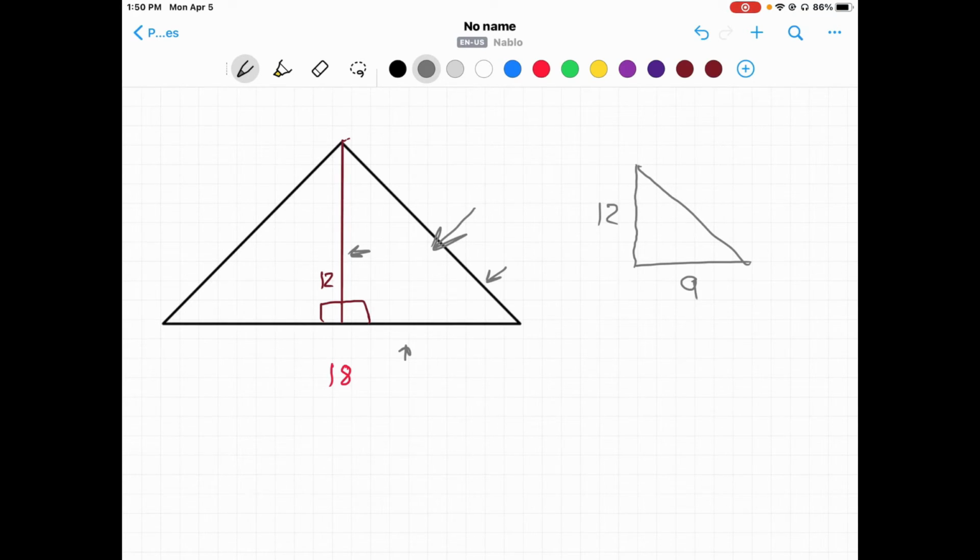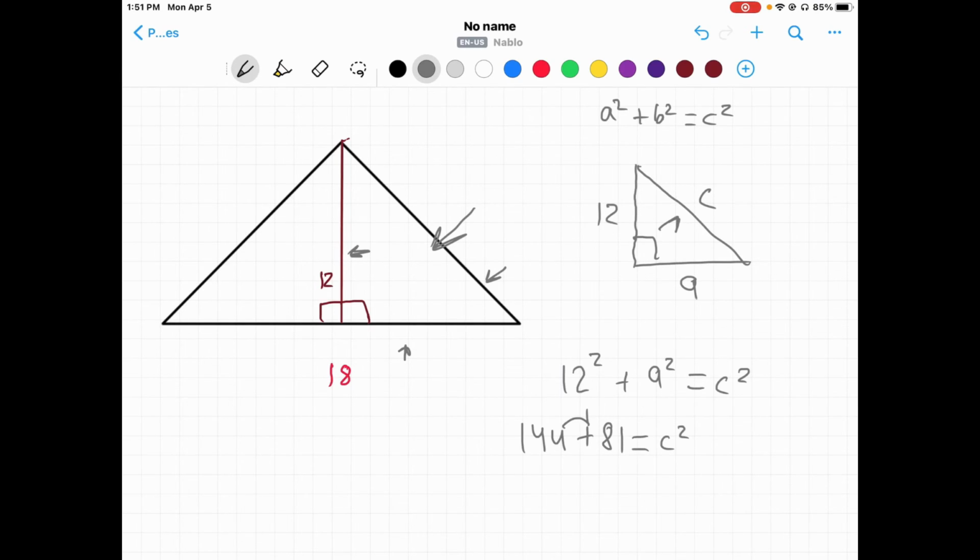Now, remember that the Pythagorean theorem formula is a squared plus b squared equals c squared. Now this is going to be c, since it is the side opposite to the right angle. And now we would have 12 squared plus 9 squared equals c squared. Now let's simplify these two squares, and we would get 144 plus 81 equals c squared. We would add these two and get that 225 equals c squared.